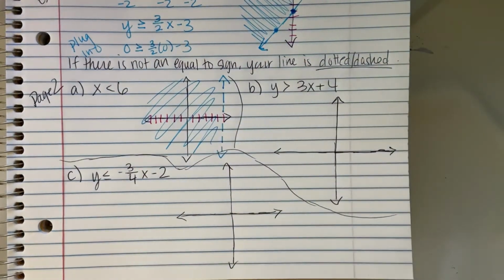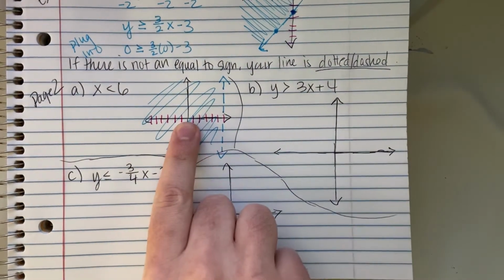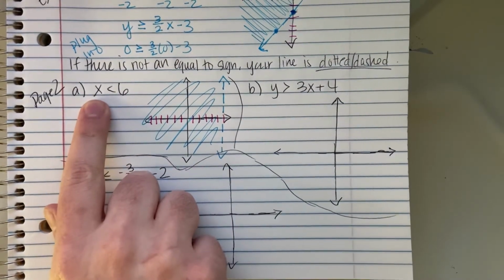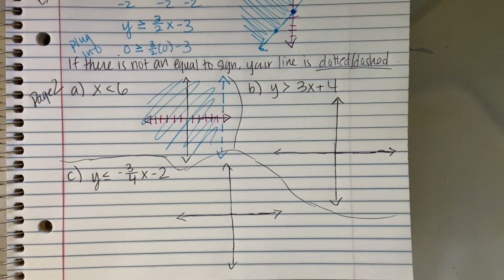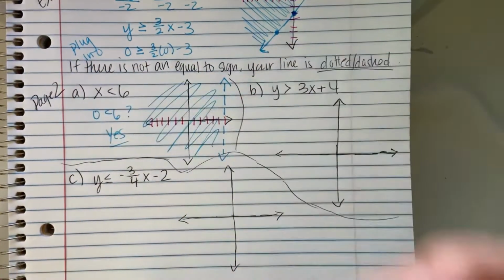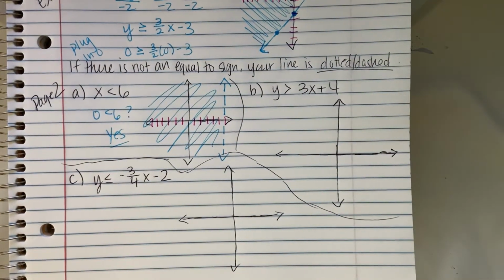Now how can I plug in a point for this? Again, plug in 0, 0. So 0 for x and 0 for y. There's no y to plug into, so the only thing we're actually doing is plugging in 0 for x. Is 0 less than 6? Yes. So I would shade the area where 0, 0 is.